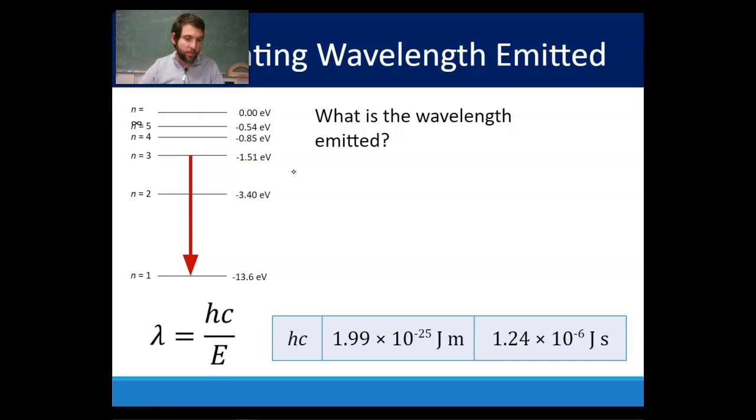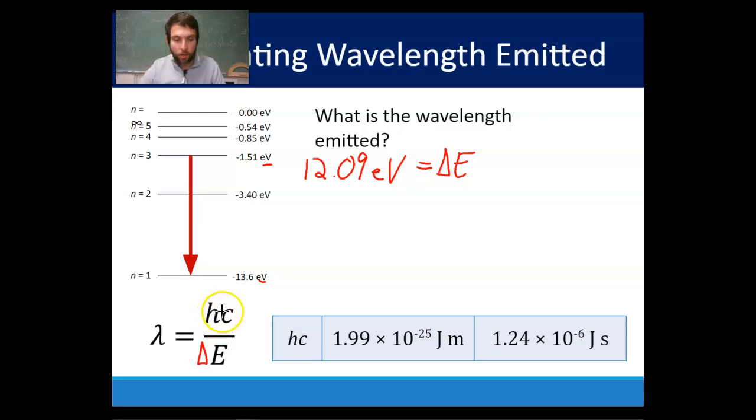We're given the equation here. What we don't have is E. Well, we're given it here. That's the whole point of this diagram. So the E, remember, is really a delta E. This is really the change in energy. So our change in energy is 1.5 minus the 13.6. And when we do that, the change in energy is 12.09. What are the units? Electron volts. That is our change in energy.